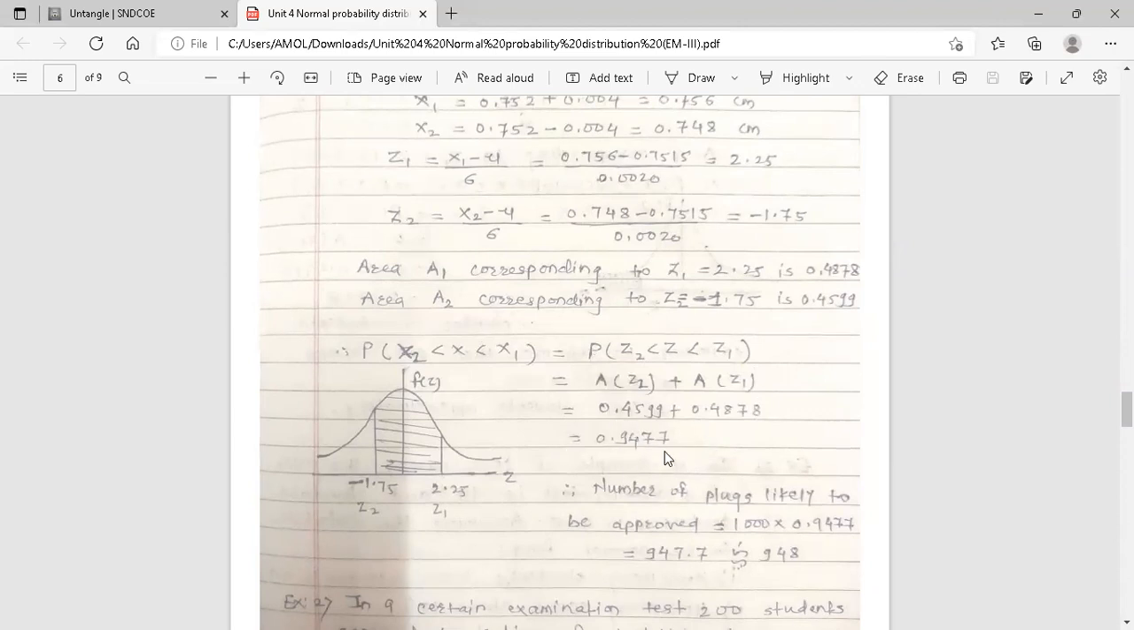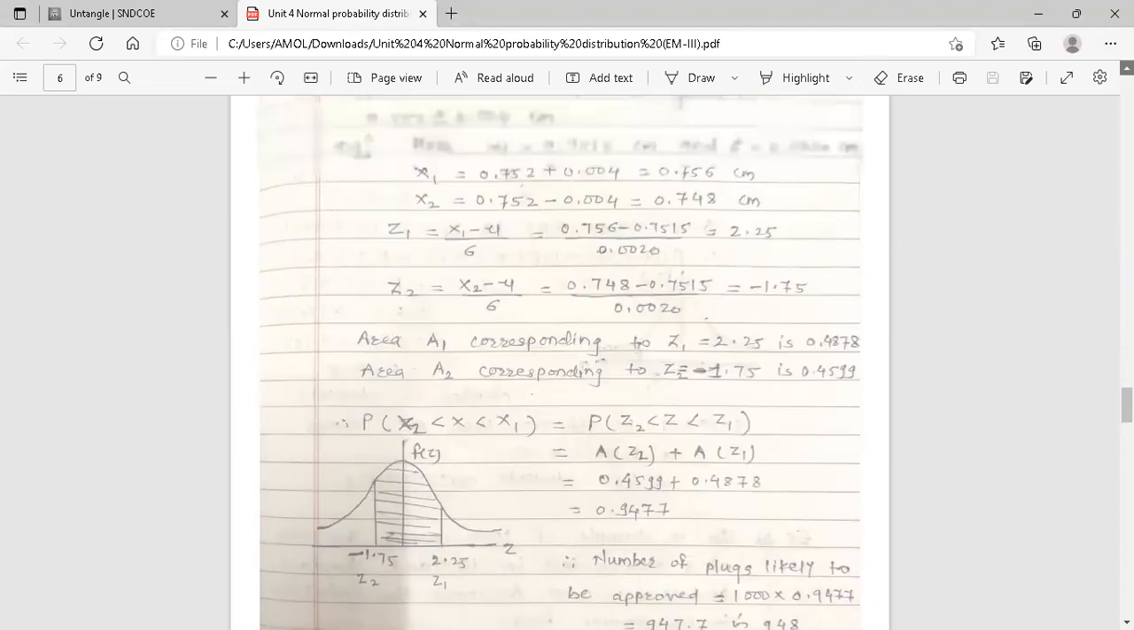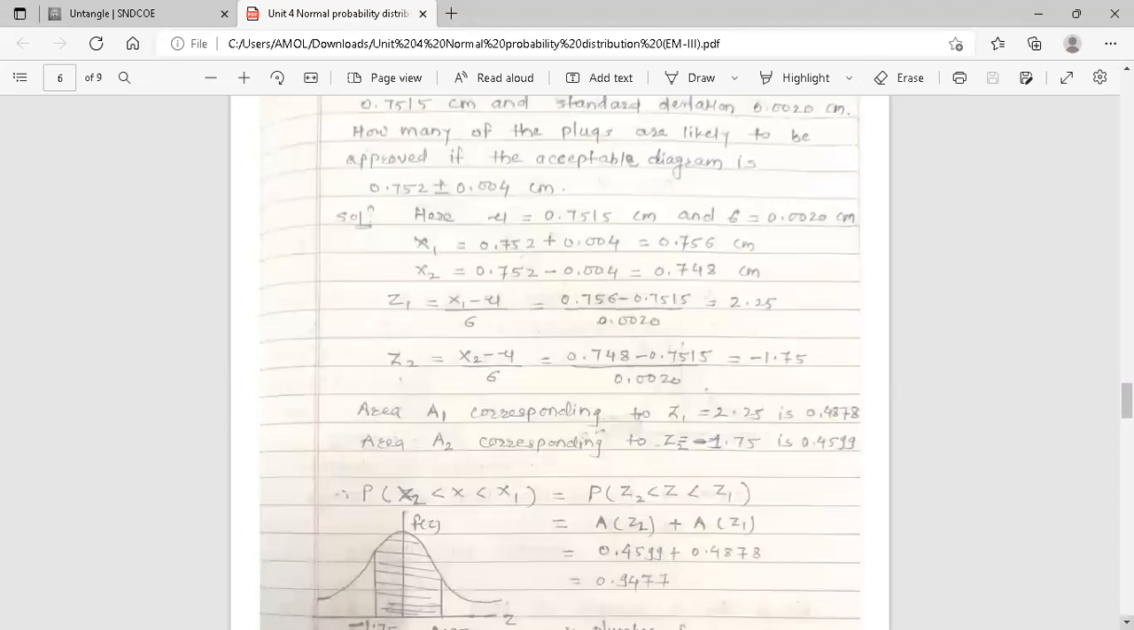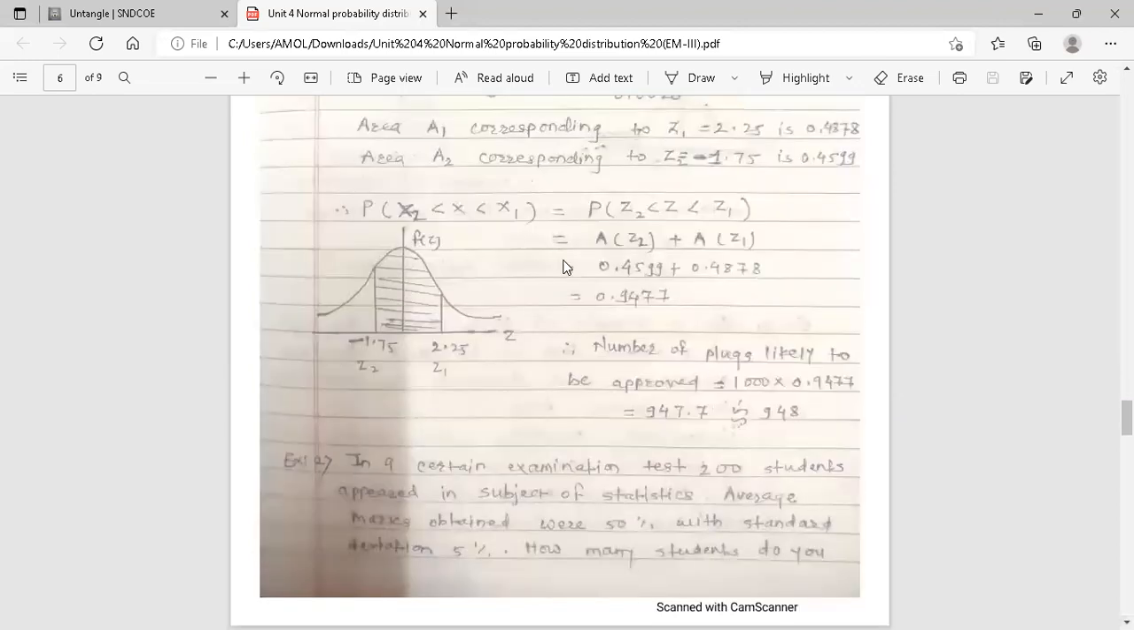Now this is the probability between x1 and x2. Our aim is how many of the plugs are likely to be approved if the acceptable diameter is given, assuming 1000 brass plugs taken consecutively. How many plugs are likely to be approved? That is our question. So out of 1000, multiply this probability by 1000, so that we have the number of plugs likely to be approved, and it is equal to 947.7. 947.7 means approximately 948. So 948 plugs are likely to be approved.